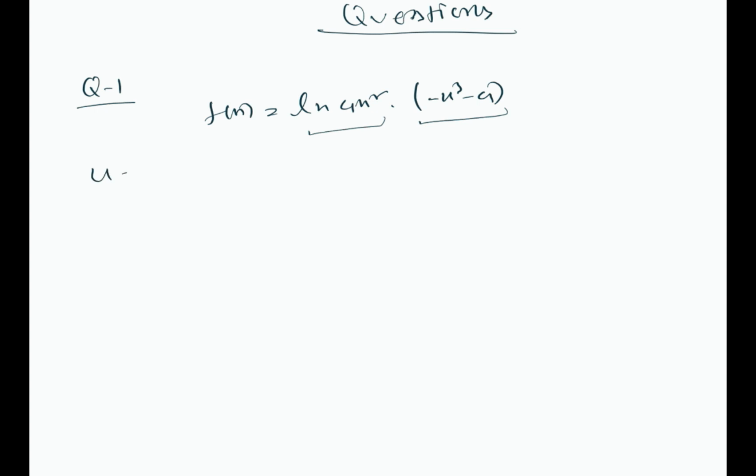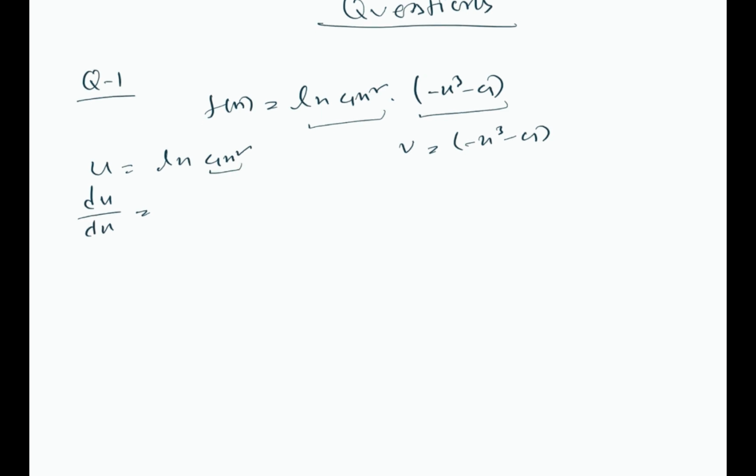So we can take ln of 4x squared as u, and our b is equal to minus x cubed minus 4. So the derivative of u with respect to x would be, we need to apply the chain rule here because this is a composite function. The derivative of ln of x is 1 over x.